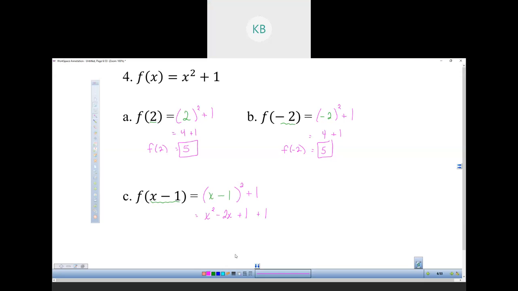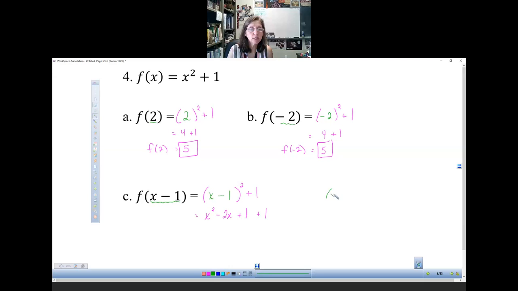Since it was x minus 1 squared, you just FOIL it out and get what's below that? Yep. So I'll come over here to the side. X minus 1 squared is x minus 1 times x minus 1. And then that's going to give me x squared minus x minus another x, and then plus 1 at the end, which does indeed give me x squared minus 2x plus 1. Make sense? Questions?